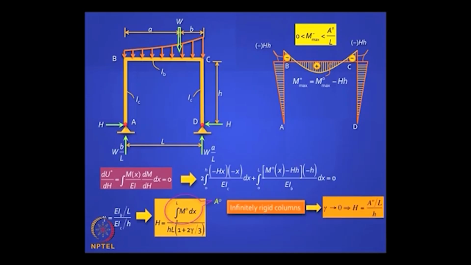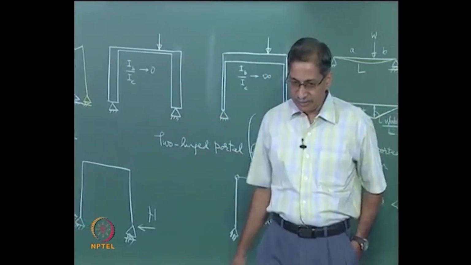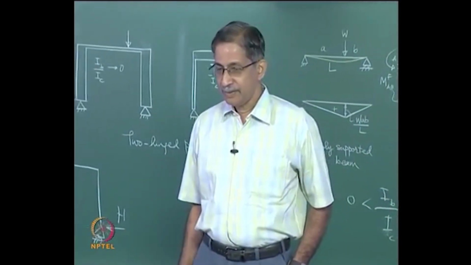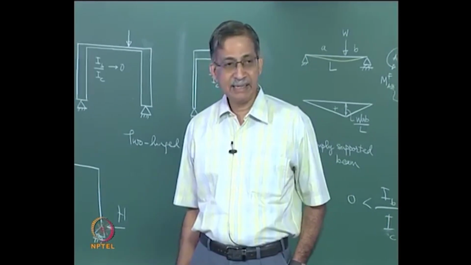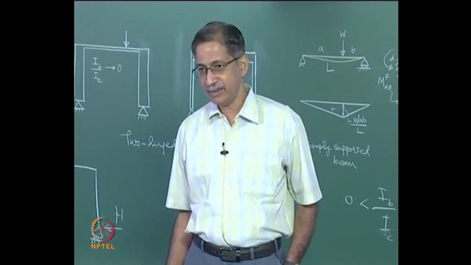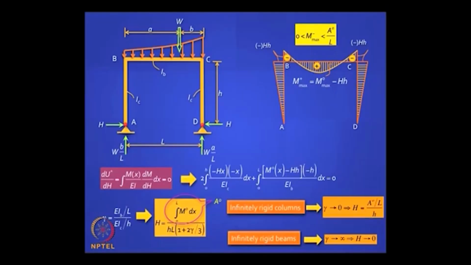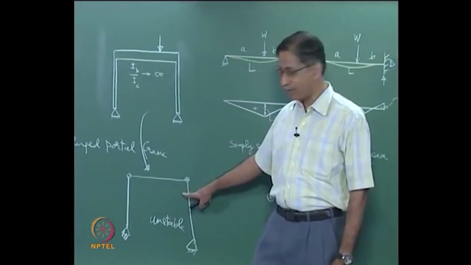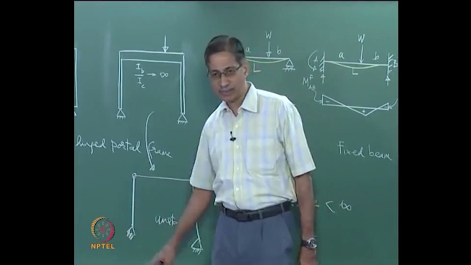So let us look at 2 extremes. If you have infinitely rigid columns, gamma will tend to 0, and that equation reduces to H equal to A naught by L h, right. On the other hand, if you have infinitely rigid beams, gamma tends to infinity, H tends to 0, and that is obvious, because if you are approaching this condition, you do not get any horizontal force, because there is no moment transferred from here to here. So there is no moment in the column, so the horizontal force tends to 0.